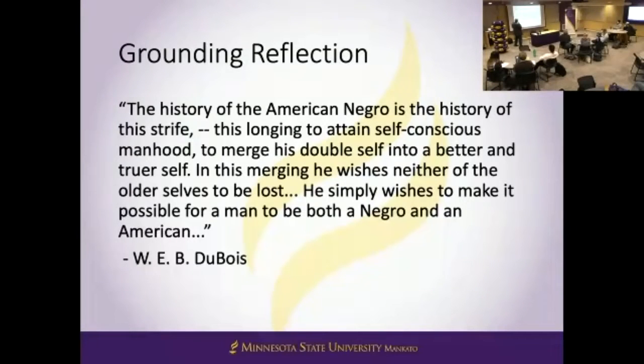So Du Bois said, the history of the American Negro is the history of this strife, this longing to attain self-conscious manhood, to merge his double self into a better and truer self. In this merging, he wishes neither of the older selves to be lost. He simply wishes to make it possible for a man to be both a Negro and an American.